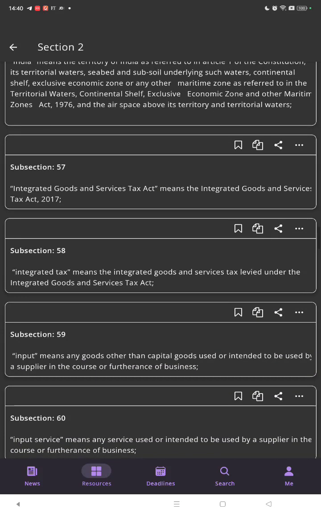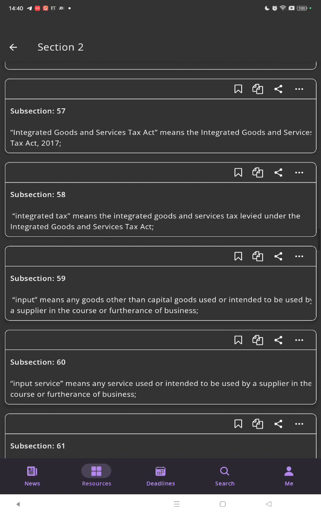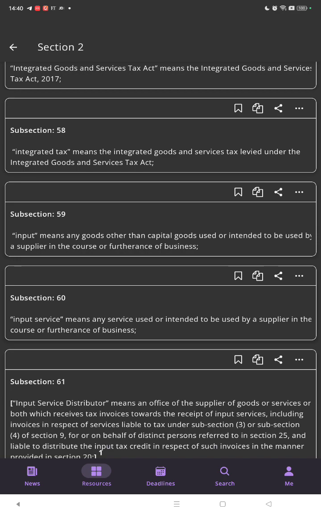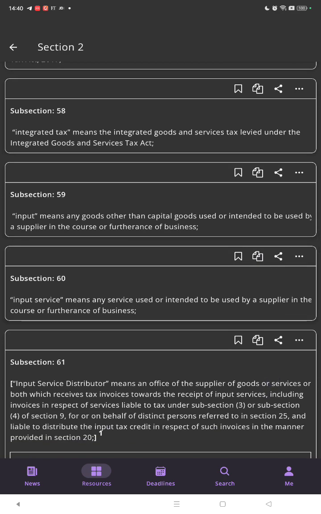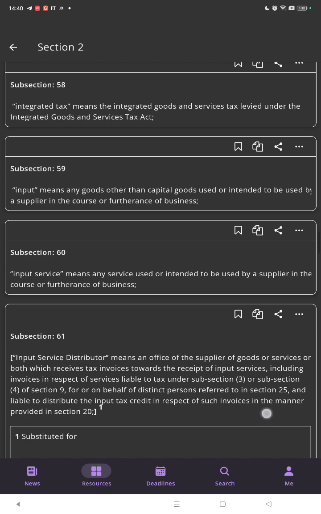Subsection 57: Integrated Goods and Service Tax Act means the Integrated Goods and Service Tax Act 2017. Subsection 58: Integrated tax means the Integrated Goods and Service Tax levied under the Integrated Goods and Service Tax Act. Subsection 59: Input means any goods other than capital goods used or intended to be used by the supplier in the course or furtherance of business.